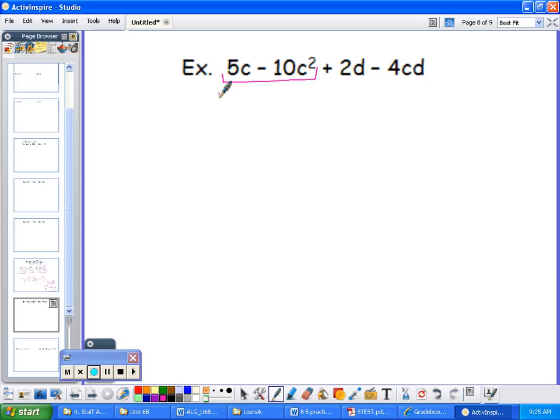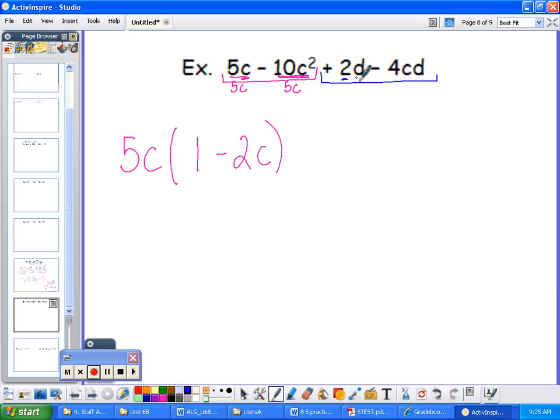What's the largest number that will divide 5 and 10? 5. So I know they both have a 5 in common. It's a common factor. And what about my variables? The 5 has 1c and the 10 has 2c. So the most I can take out is just 1c. And this leaves me, if I divide by 5c, it leaves me 1. And if I divide this by 5c, it leaves me minus 2c. So far, so good?